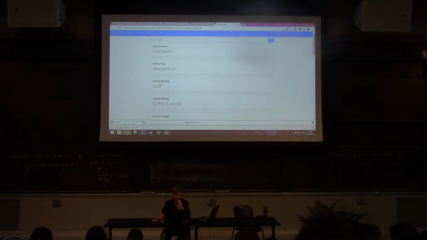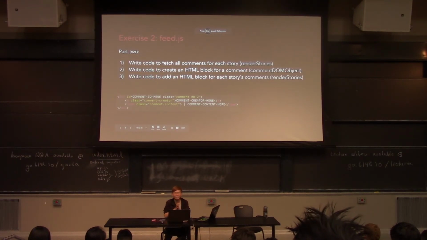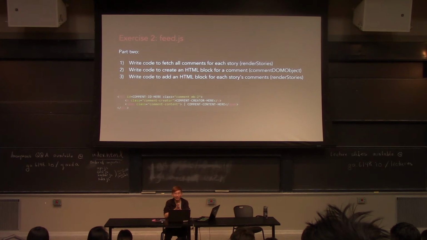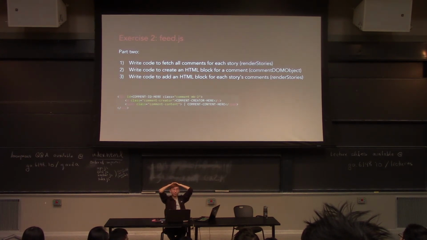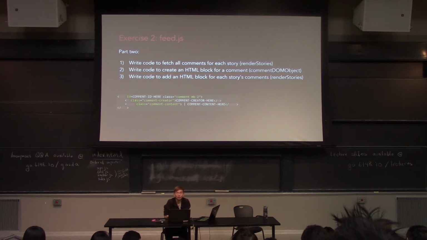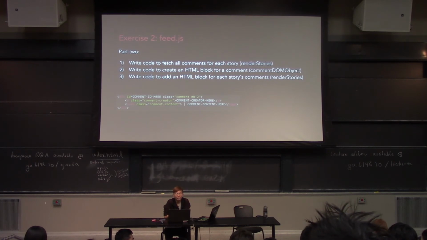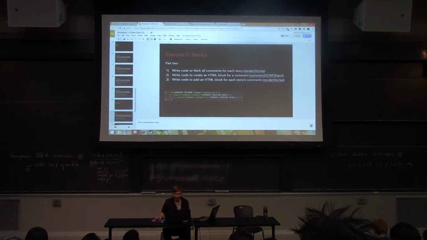Let's move on to part 2 of exercise 2. It's basically going to be roughly the same thing, except you're now going to be fetching all of your comments. You're going to write code to fetch all of your comments for each of your stories. You're then going to fill in the comment DOM object to create HTML boxes for those comments. And then, for each story, you're going to append all of your comments. So it's sort of the same thing.